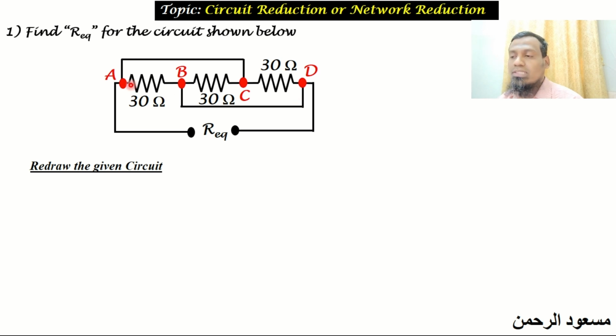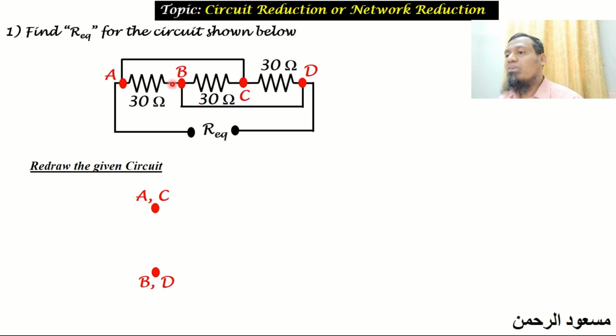So we can consider these points A and C to be together. We can merge them. In the same way, B and D, we can merge them. By this discussion, we come to the conclusion that we are going to merge the points A and C, and we are going to merge the points B and D. Okay. Now connect the three resistances as given in the circuit.